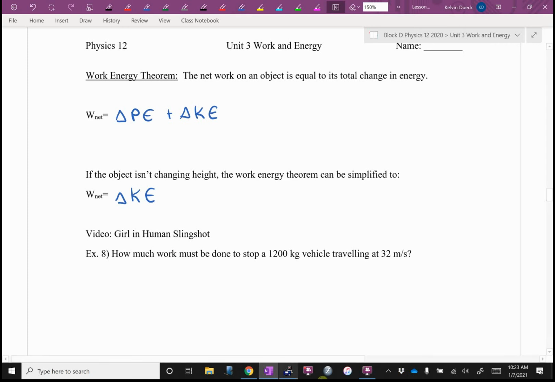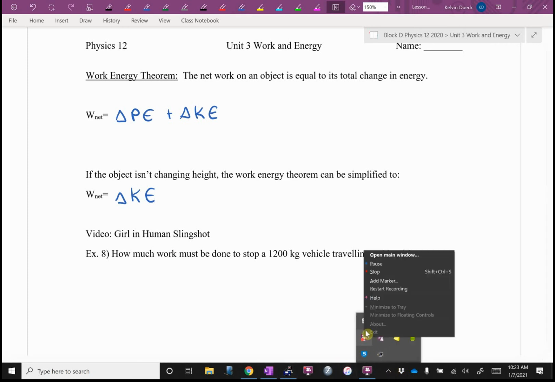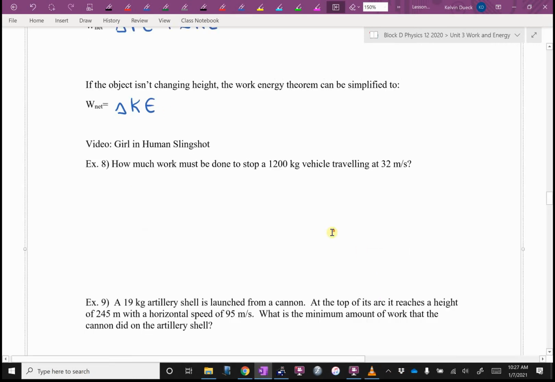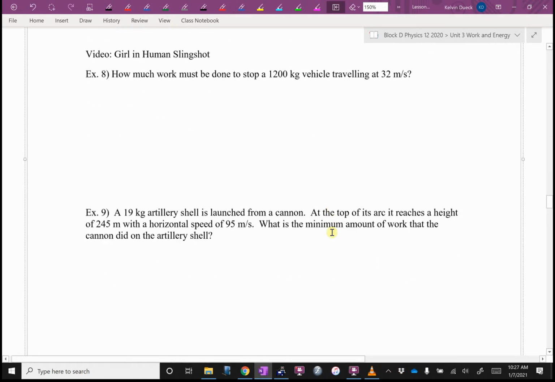Put your pencils down, look up. I like example 8. Example 8 is a nice question. I want to show you how I handle example 8. Aiden, can you read example 8 to me, please?